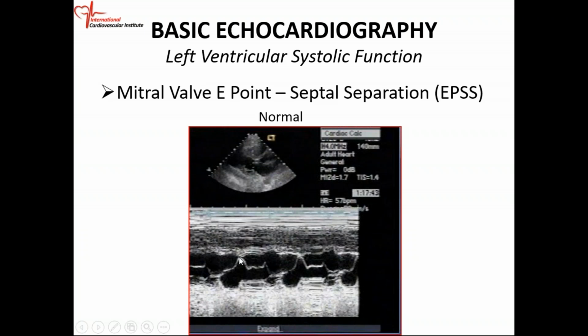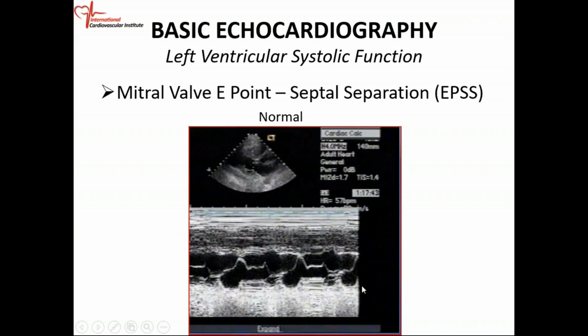So this is your E point septal separation. You can see they are almost touching each other. That is what it's supposed to do. So this would be a normal LV systolic function, the normal E point septal separation. That's how much they're separated from each other, and you can measure it. It should be less than 10 millimeters.